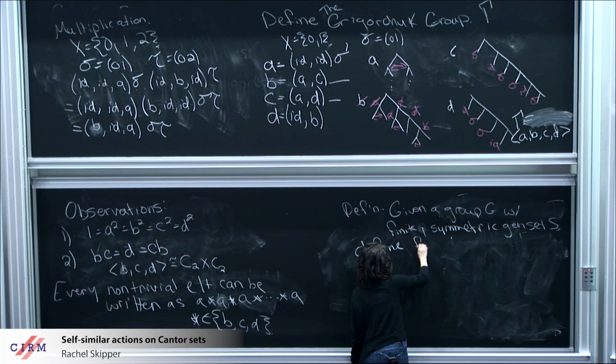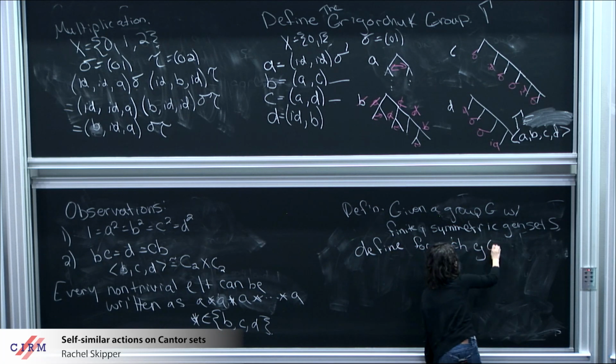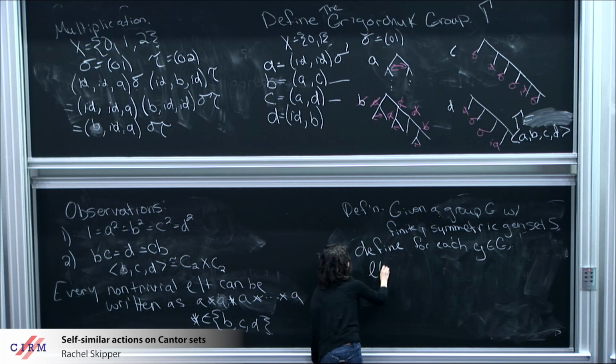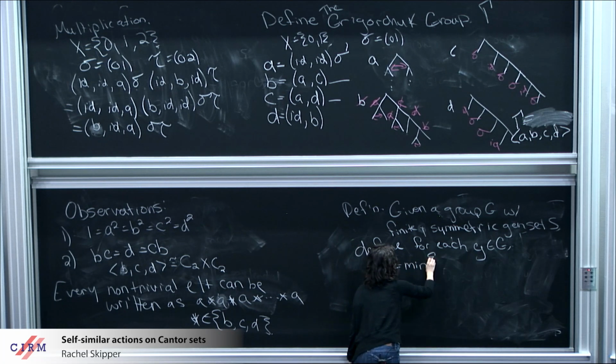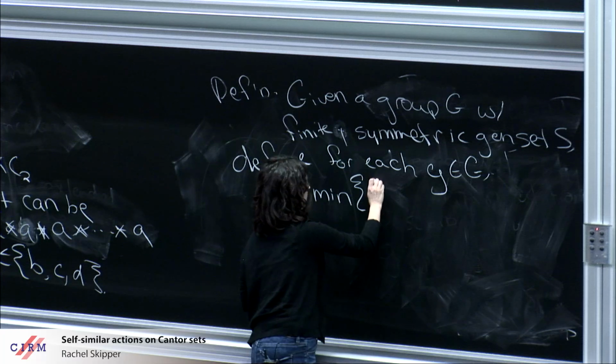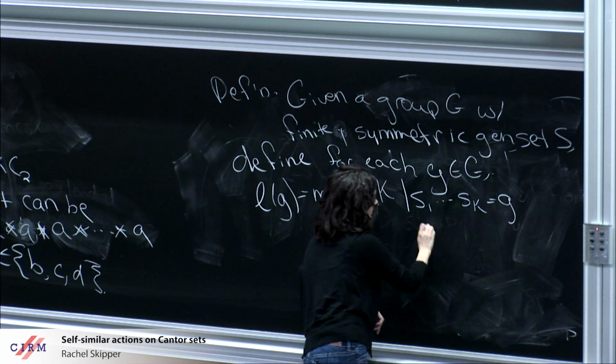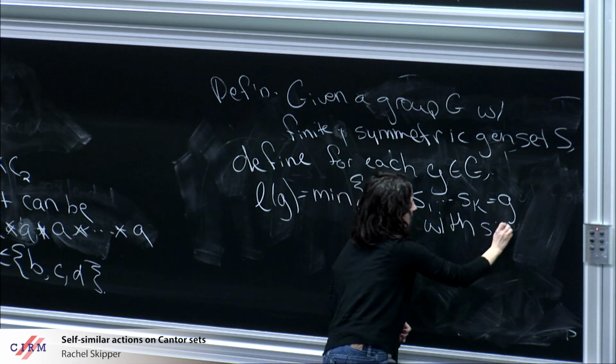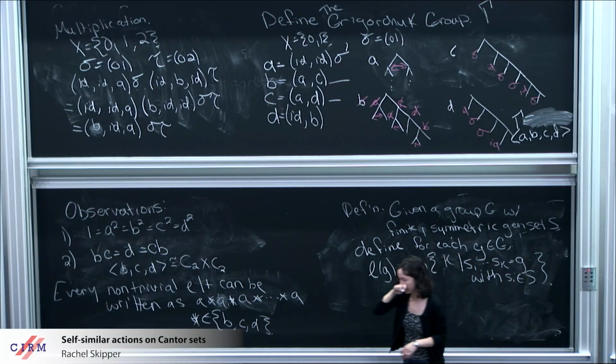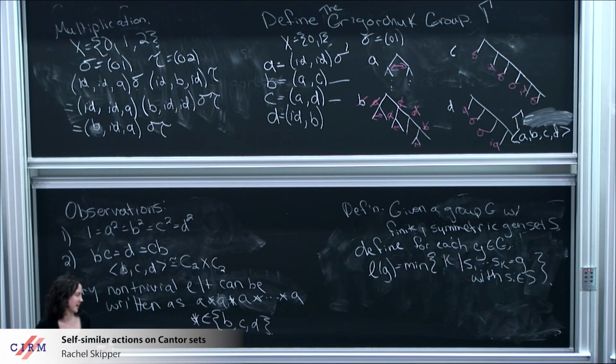for each little g in my group G, we'll define the length of g to be the min k such that s1 through sk is equal to g, with si in my generating set S. So we're just looking for the shortest way that we can express my element in terms of my generating set. And you can define this for any finitely generated group.